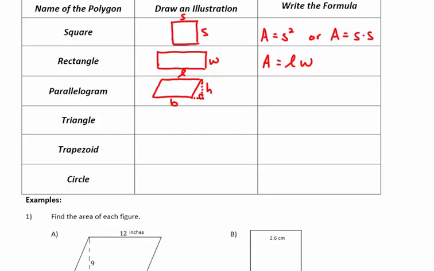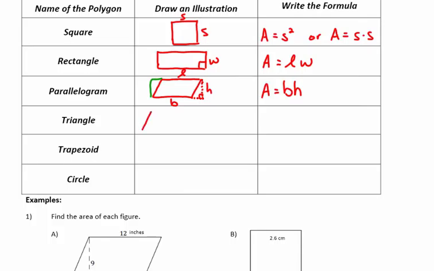If you notice, if I took this dotted part off of here and I slid it over to the other side and connected it, it would look something like that, and now I would have created a rectangle. The formula is very similar to a rectangle. I don't have a length and width this time, but I do have a base and a height. And notice in a rectangle, the right angle is made by the length and width, and in the parallelogram it's made by the base and the height.